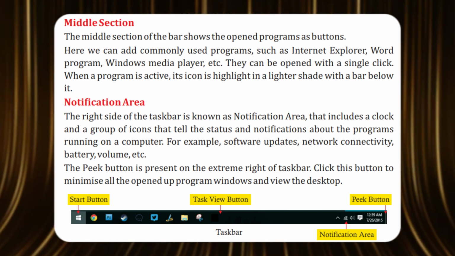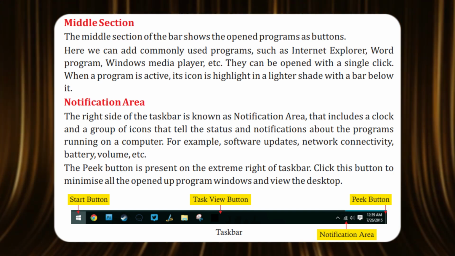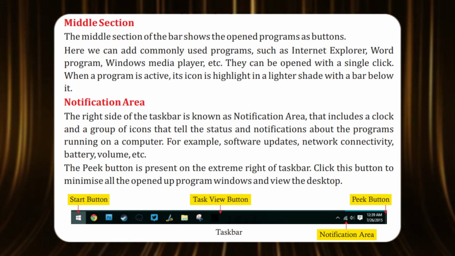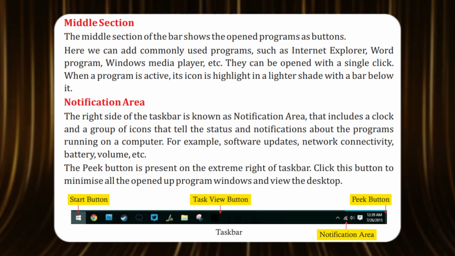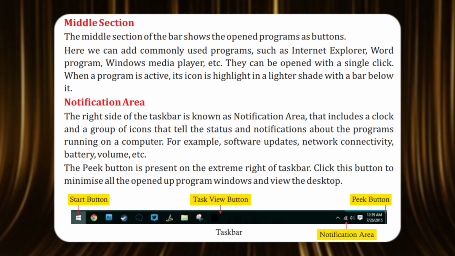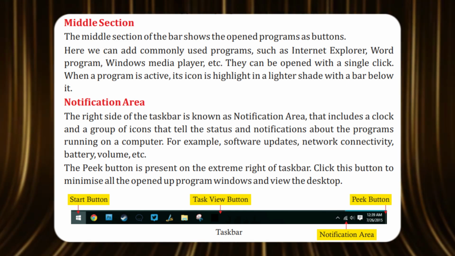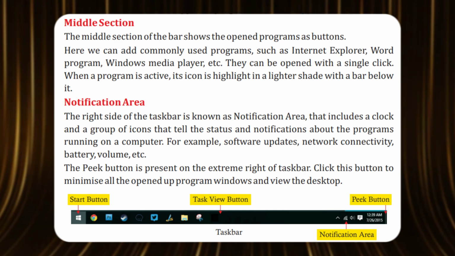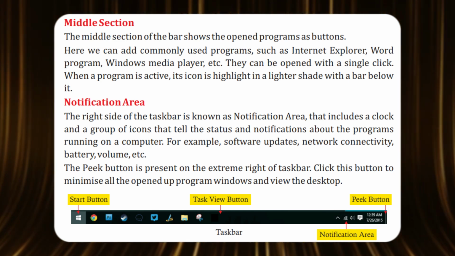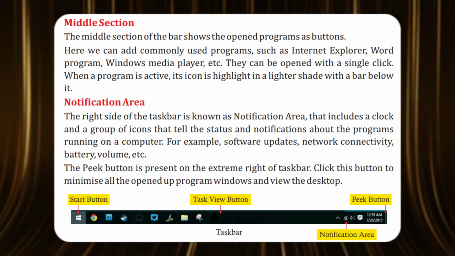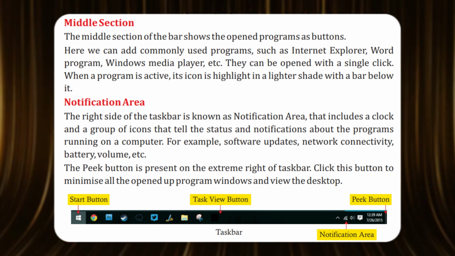When a program is active, its icon is highlighted in a lighter shade with a bar below it. Notification area. The right side of the taskbar is known as the Notification area, that includes a clock and a group of icons that tell the status and notifications about the programs running on a computer. For example, software updates, network connectivity, battery, volume, etc.